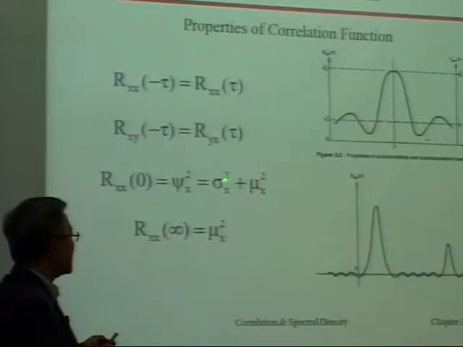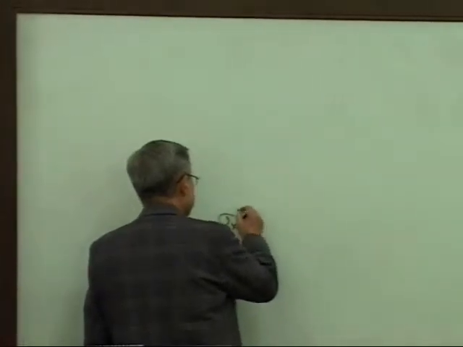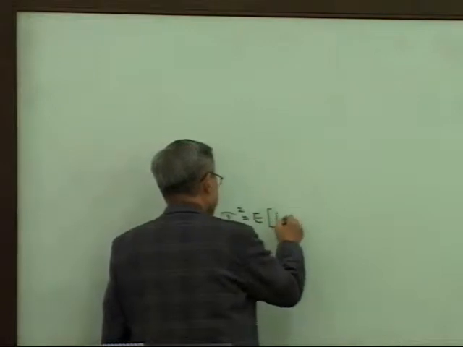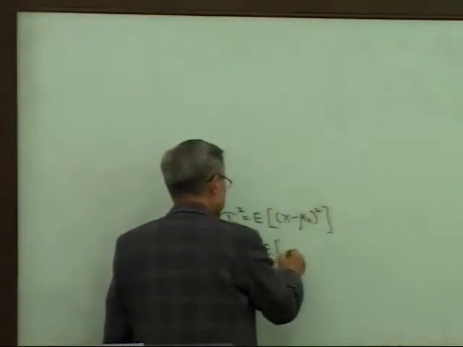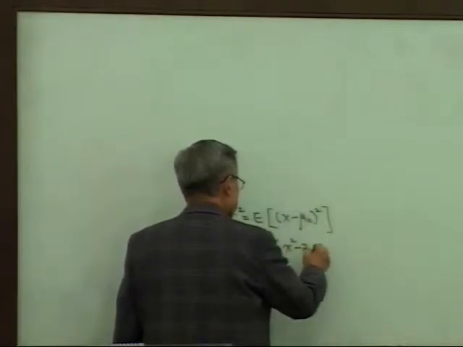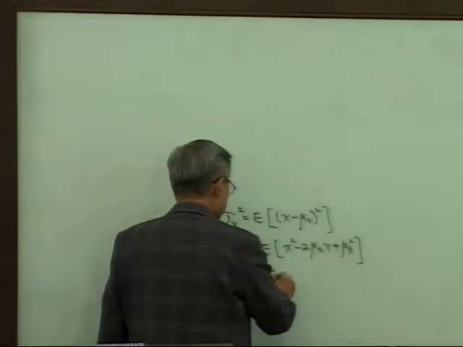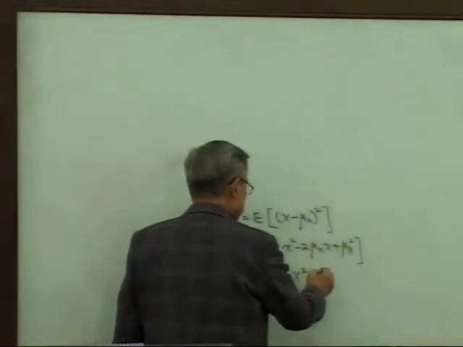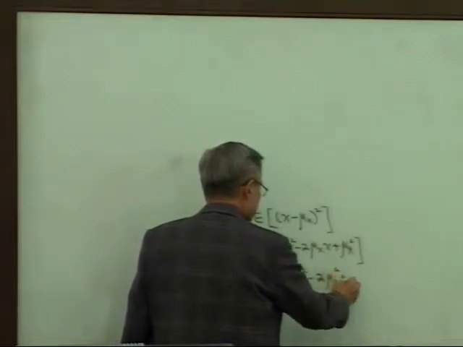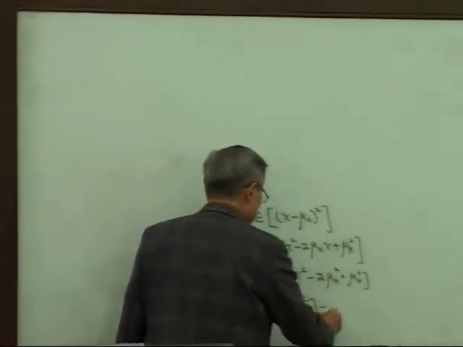Then sigma x squared, you know the expression. Let's do this first, because that's done already. So sigma x squared is E of what? X minus mu x, squared, which is equal to x squared minus 2 mu x times x plus mu x squared. This is equal to E of x squared minus, this is constant, so E of x is mu x, minus 2 mu x squared plus mu x squared, and this is equal to E of x squared minus mu x squared.